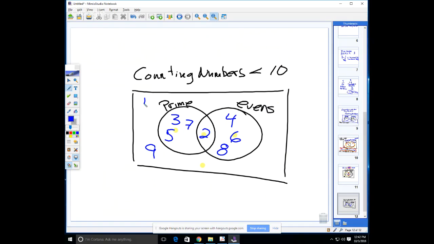So I'm going to abbreviate prime with a P and even with an E. If somebody says, find me the list of all numbers that are prime and even, I would say, well, that's the intersection here, right? So 2 is the only number. I'm going to use set notation because I'm describing sets with these letters here.